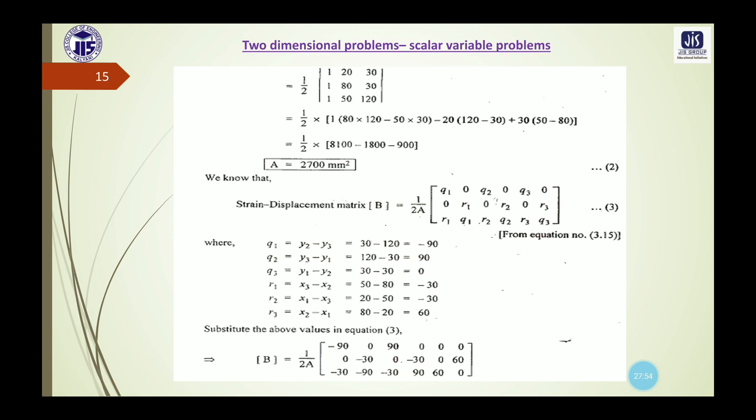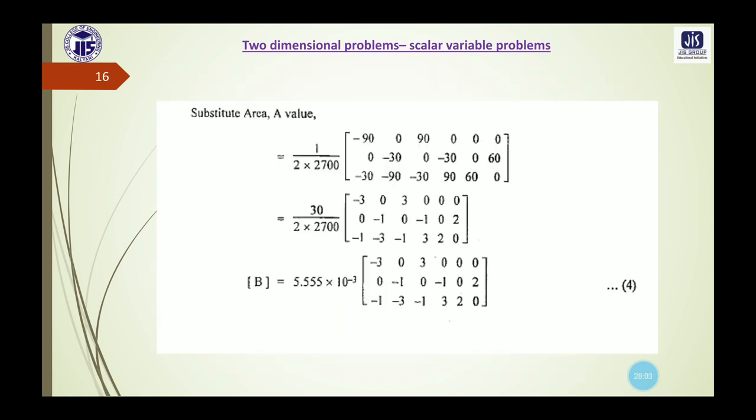Now we need to put these values of the Q and R parameters in equation number 3. After that, we need to put in the value of the area also for this CST triangular element, and finally we get this equation number 4 as the B matrix, that is the strain displacement matrix.